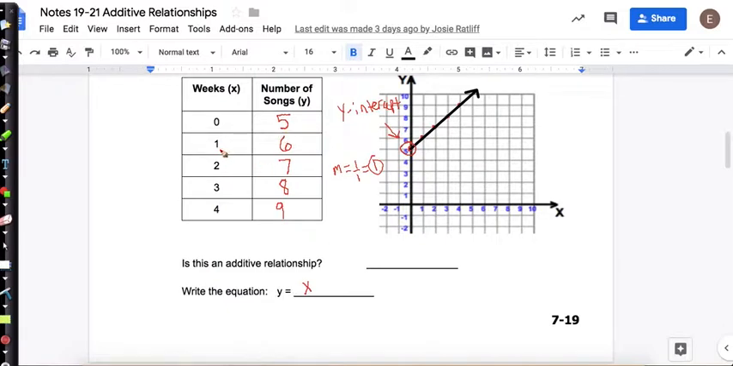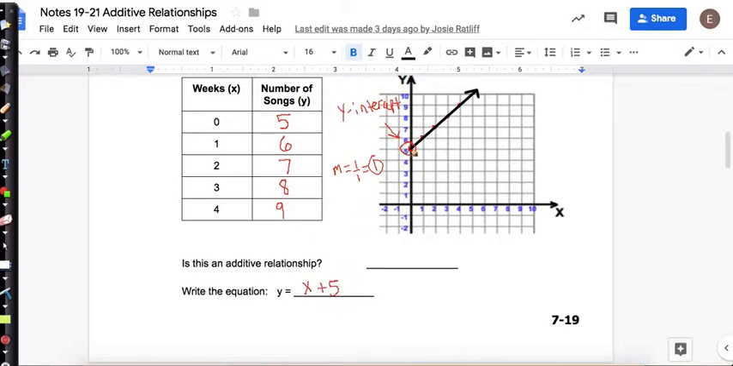Okay? So let's look at this one. 1 times 1 is 1. How do I get to 6? Add 5. 1 times 2 is 2. How do I get to 7? Add 5. Same thing here. Add 5 and add 5. So the rule is x plus 5.